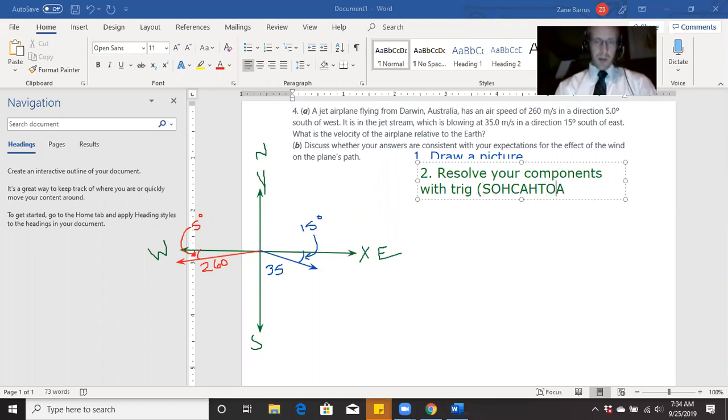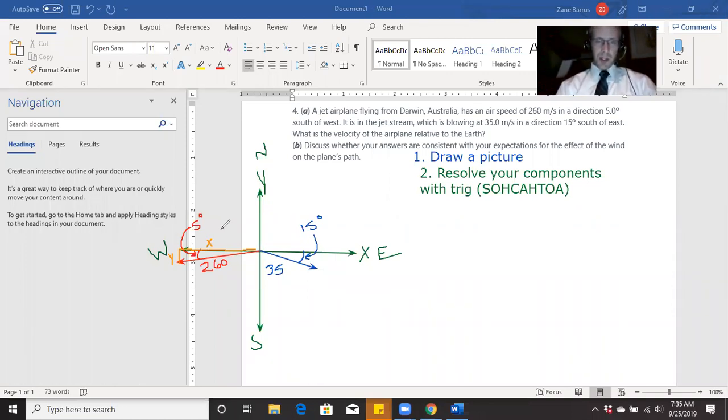Okay, SOHCAHTOA. So I'm going to take a look at these two vectors I've drawn. I'm going to make them right triangles to make them easier to deal with. So let me do this in orange. So you can see this red vector, I'm making a right triangle right now. So we know that this is our y component since it's our vertical leg of our triangle. This is our x component because it's the horizontal leg of our triangle.